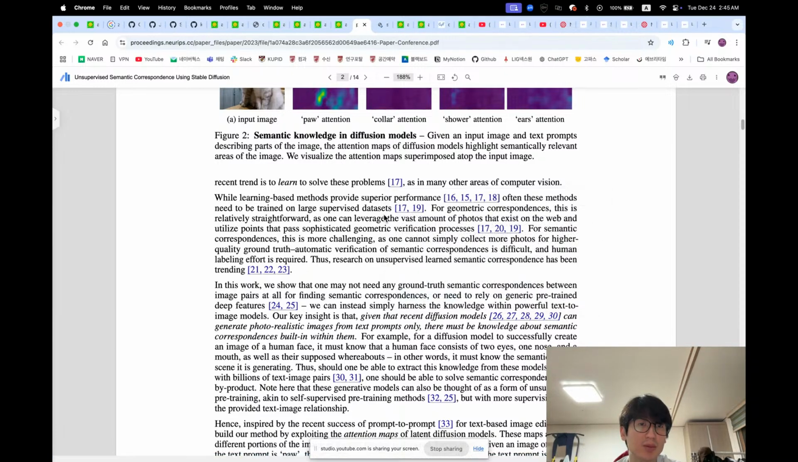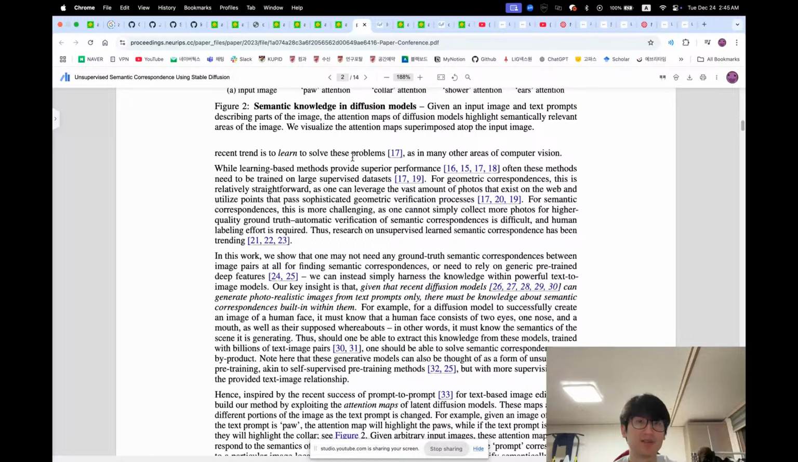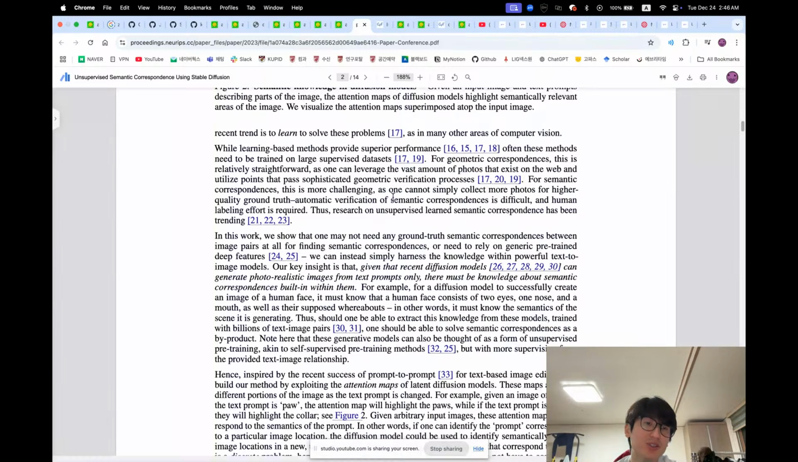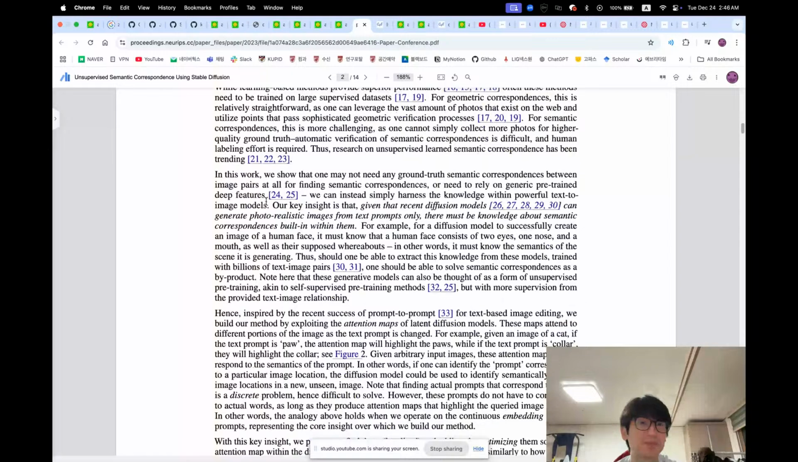While learning-based methods provide superior performance, since they can be trained on large supervised datasets, semantic correspondence is more challenging than straightforward image matching. We cannot simply collect more photos without automatic, human labeling effort. Actually, that is the same for geometric correspondence as well. Even if there are a lot of photos, ground truth labeling of those geometric correspondences is pretty difficult.